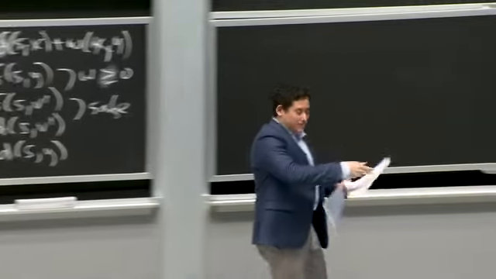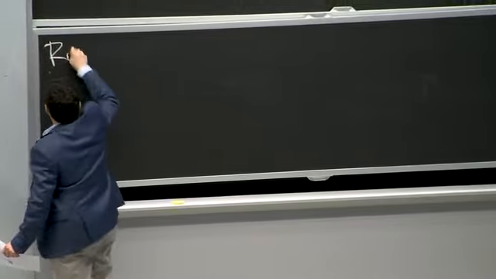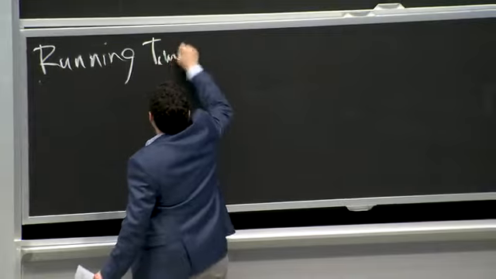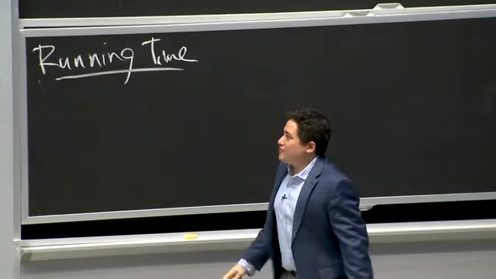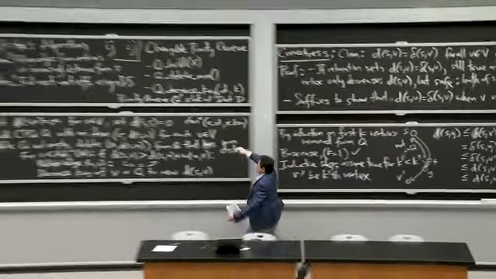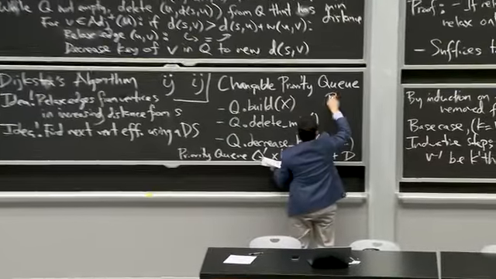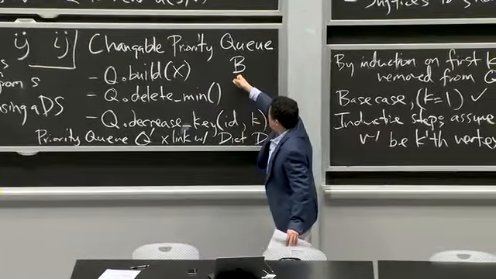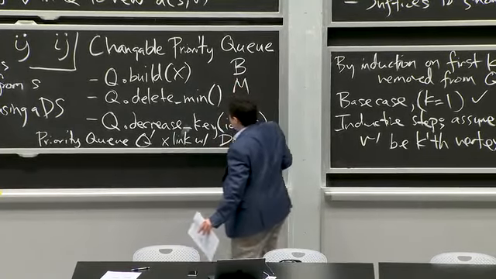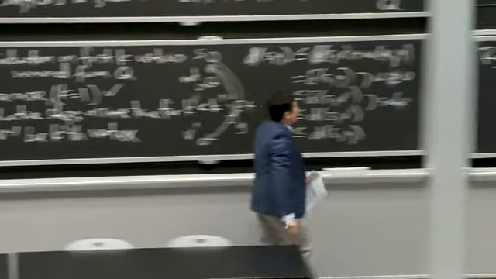I'm going to spend the last 5 minutes on the running time of Dijkstra. Well, we set this up so that we did everything in terms of these Q operations, right? We have 3 of them. If I have a build operation, let's say it takes B time. Delete min, I'm going to say it takes M time. And decrease key, I'm going to say it takes D time. Okay? So what's the running time of Dijkstra?